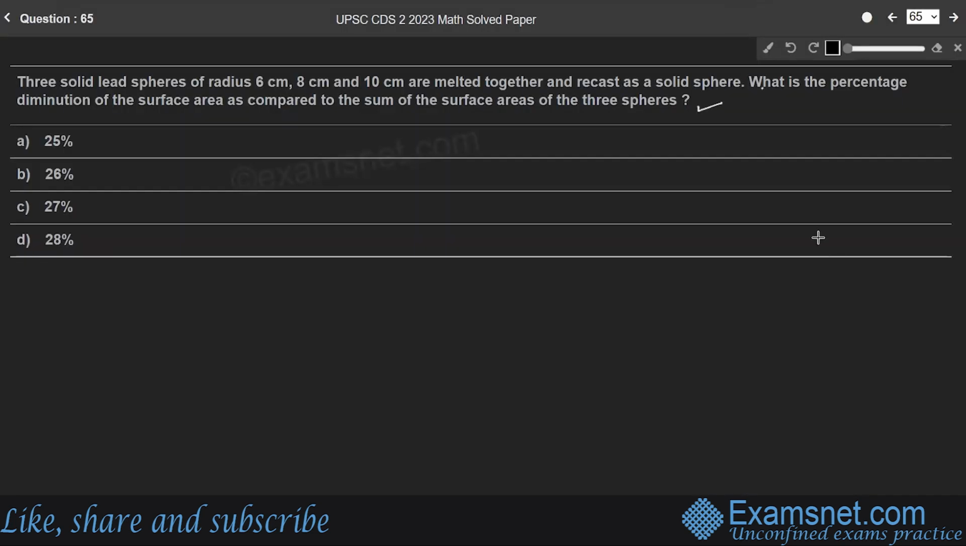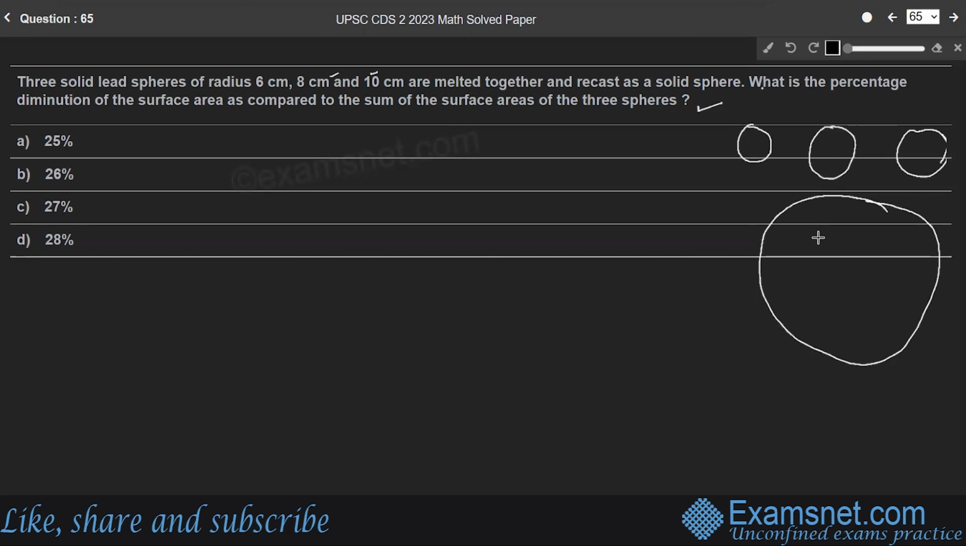Question 65. Three solid lead spheres of radius 6 centimeter, 8 centimeter, and 10 centimeter are melted together and recast as a solid sphere. What is the percentage diminution of the surface area as compared to the sum of the surface areas of the three spheres? So we'll consider three spheres, which are melted together to form a big sphere. So here the question is, what is the percentage diminution of the surface area?